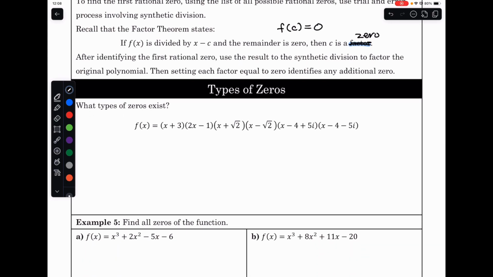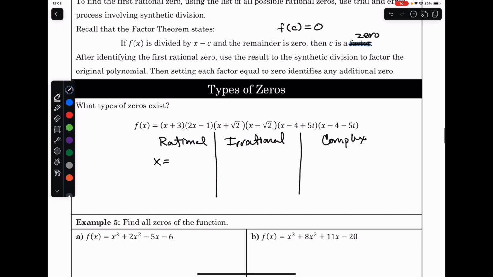There are 3 types of zeros that exist. We have our rational zeros, we have our irrational ones, and then the complex zeros. Our rational zeros are any number that's going to be in the form of a fraction. Like whole numbers are in the form of fractions.